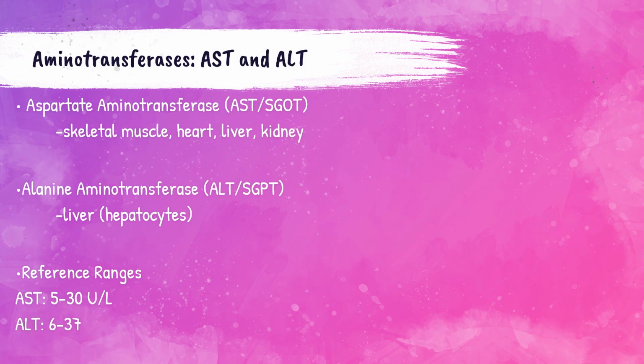Aspartate aminotransferase, or AST, is also called SGOT in some laboratories. This is an enzyme that helps to transfer an amino group between the amino acid aspartate and keto acids. AST is located in multiple tissue sources, including skeletal muscle, liver, kidney, and the heart. The reference range for AST in the blood is 5 to 30 units per liter.